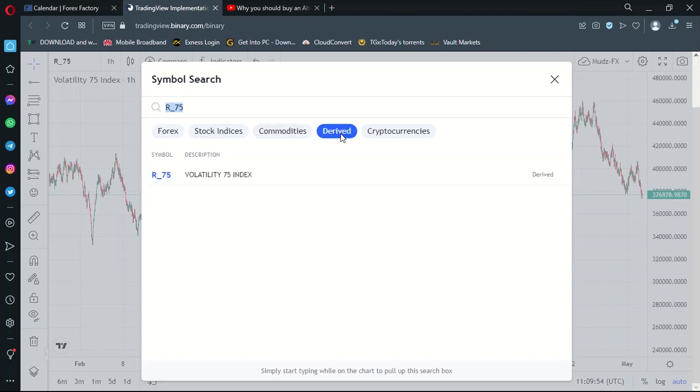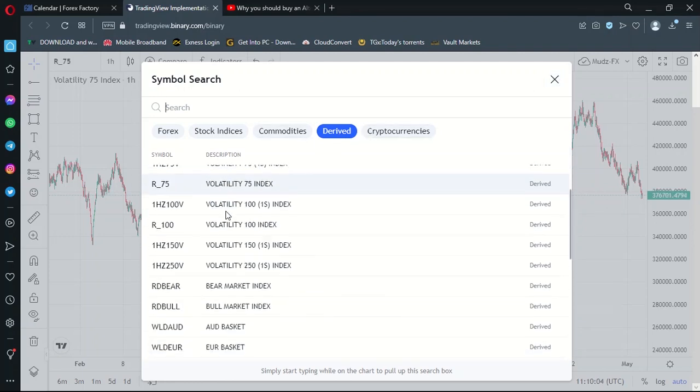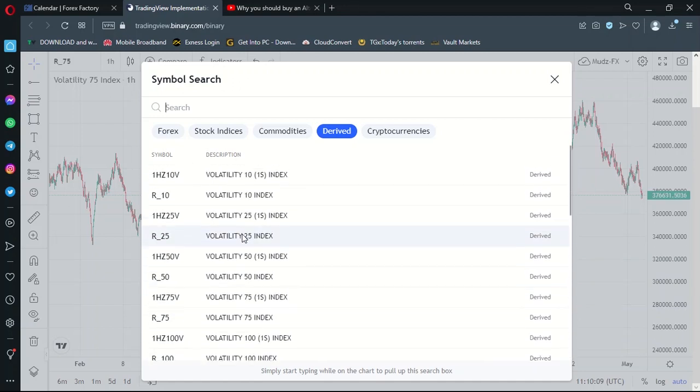So it's got forex, which is your currencies and stuff. It's got stock indices, which is Nasdaq, USD, commodities, derived. So we're not gonna look at all that, but we're only gonna look at derived. That's where we're gonna find our volatility symbols.